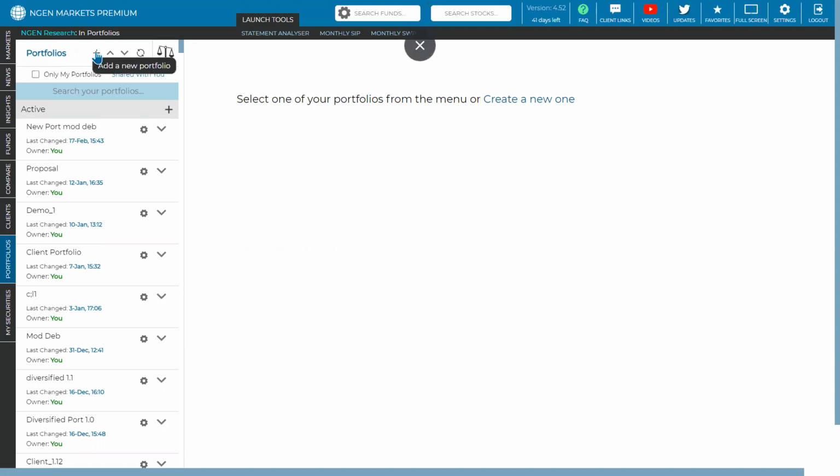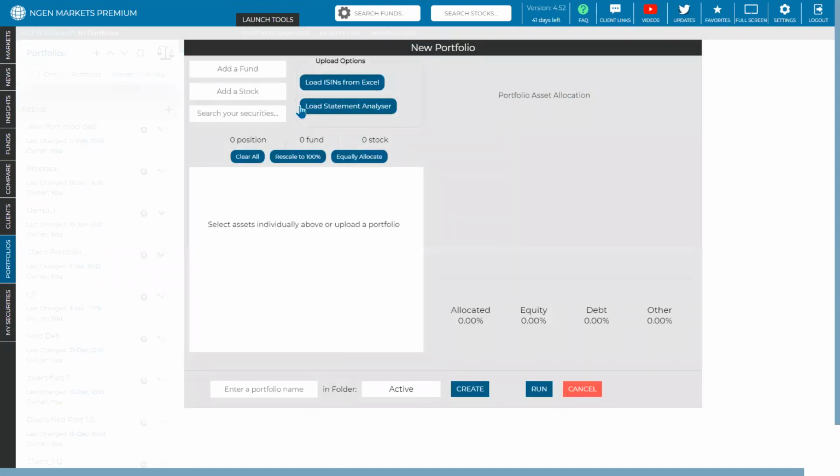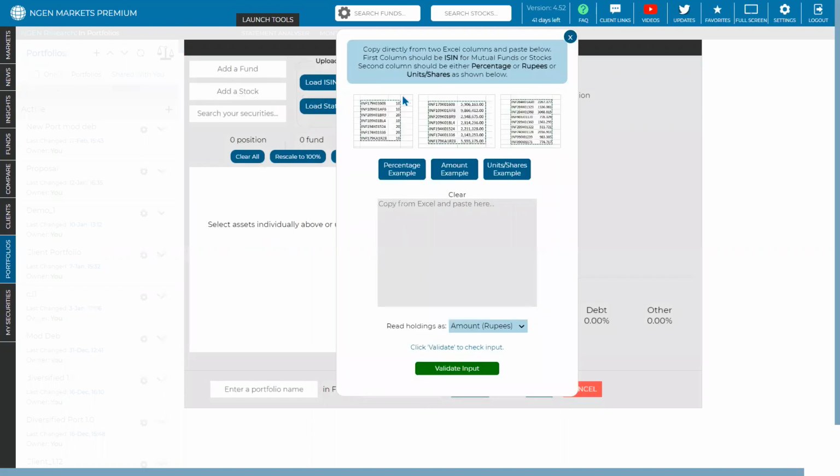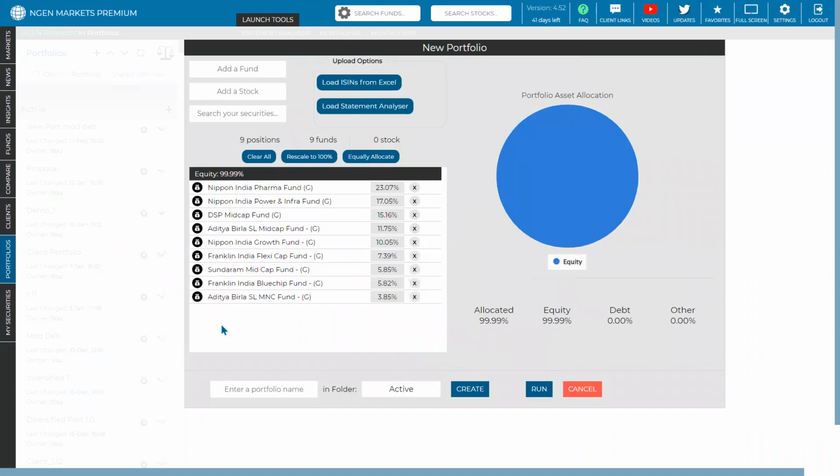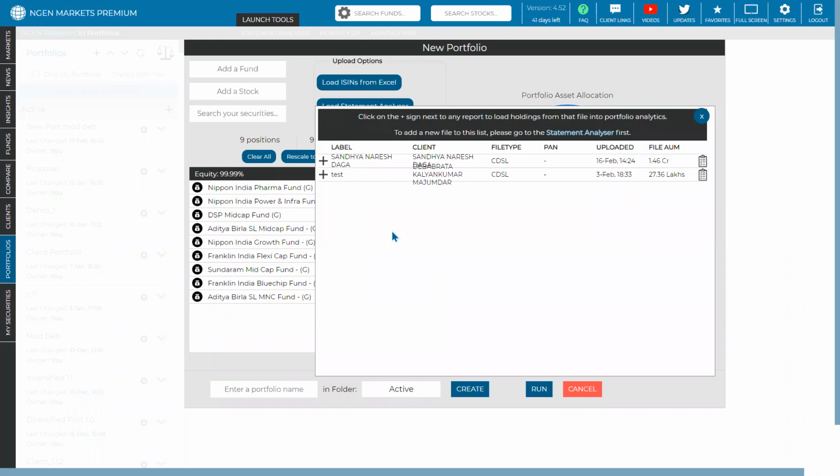You can add any particular portfolio by using a statement analyzer, number one, or through an ISIN from Excel. Once you copy and paste those data sets, the external client gets onboarded into the system, something like this. You can do that similarly for a statement analyzer, which is one place where you can input NSDL, CDSL, and even CAMS reports. Once you're done, you can click on this plus button to add the entire portfolio into this tab. So that's how you can do that.